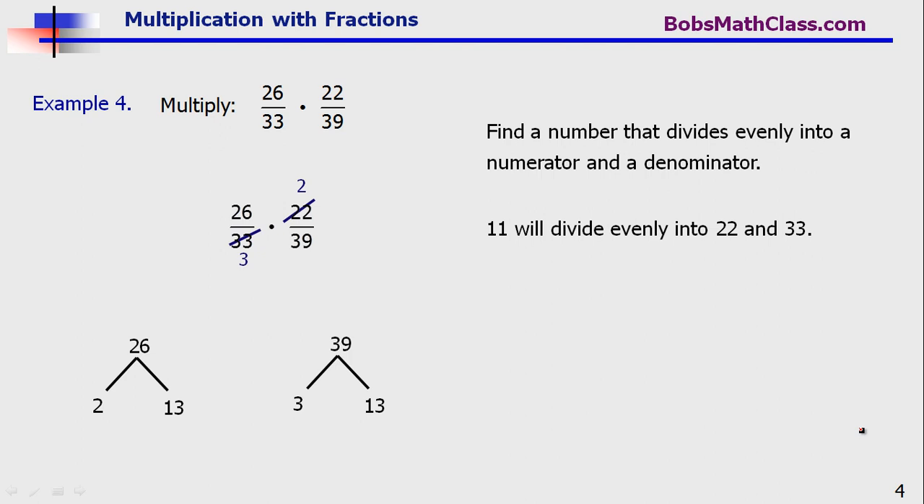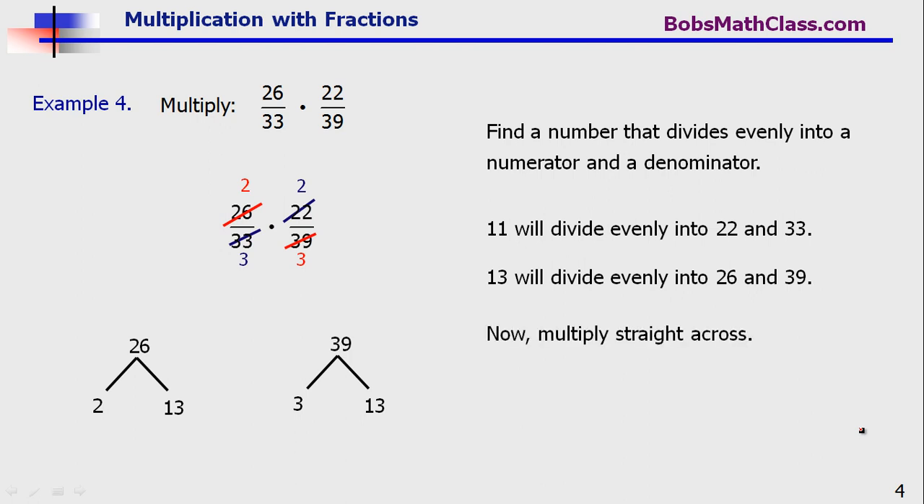Now it's a little easier to see. What number goes into both 26 and 39? 13 does. 13 goes into 26 twice, and 13 goes into 39 3 times. Now we can multiply straight across. So you should get 4/9.